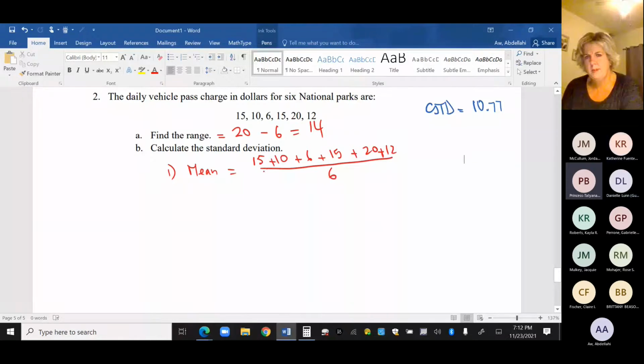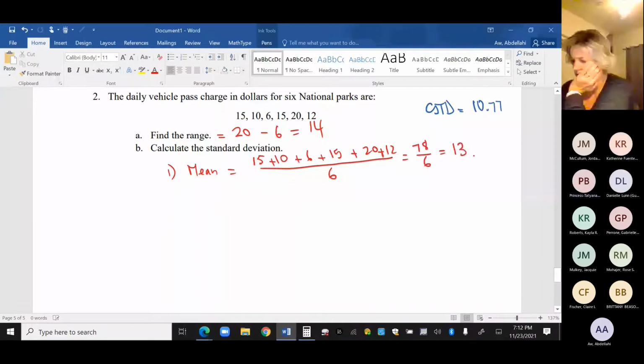Okay, so we get 25, 40, 46, 66, 78, over 6, which is what? 13. 13 point what? It's exactly 13, right? Exactly 13. Same as what I got. That is a good thing.